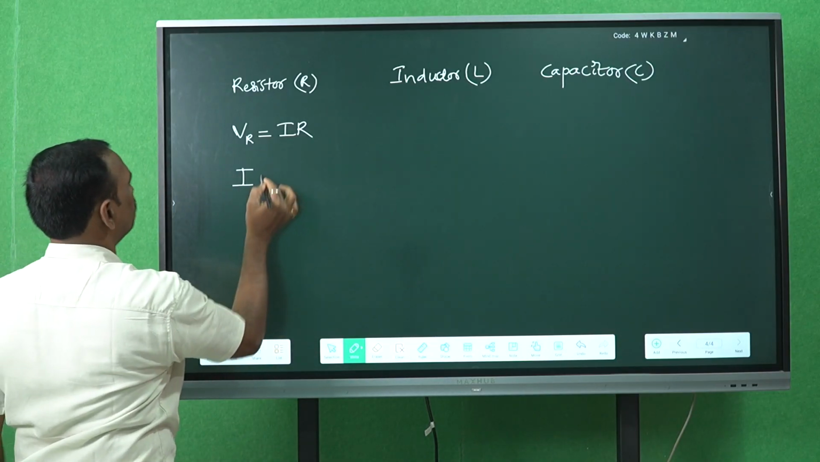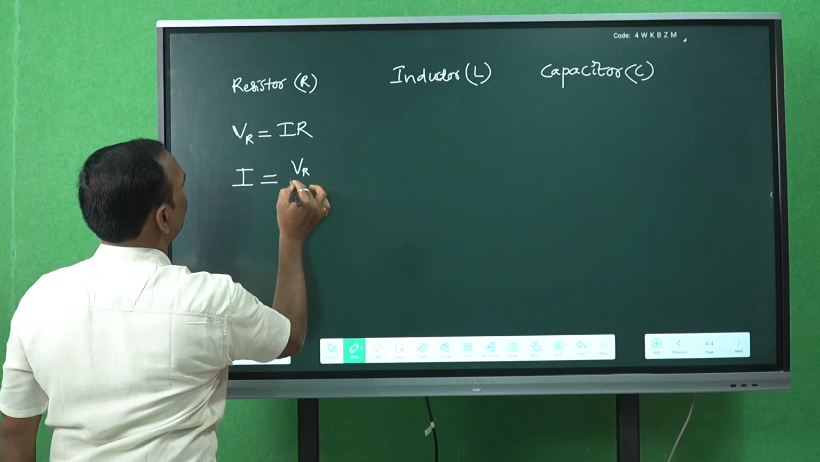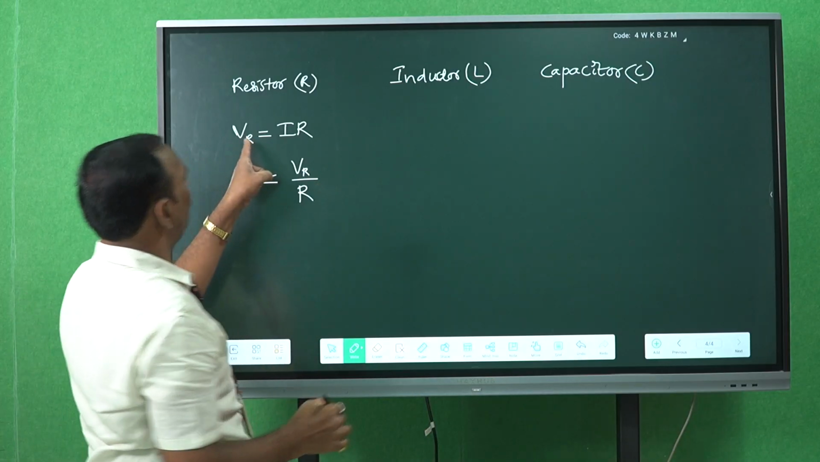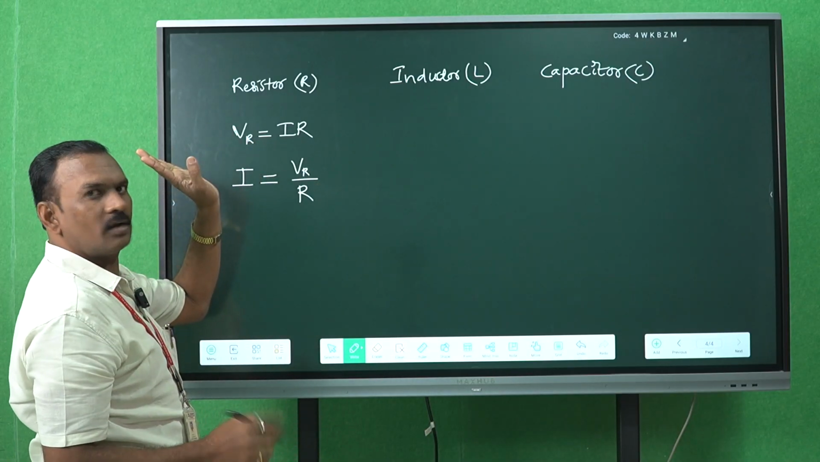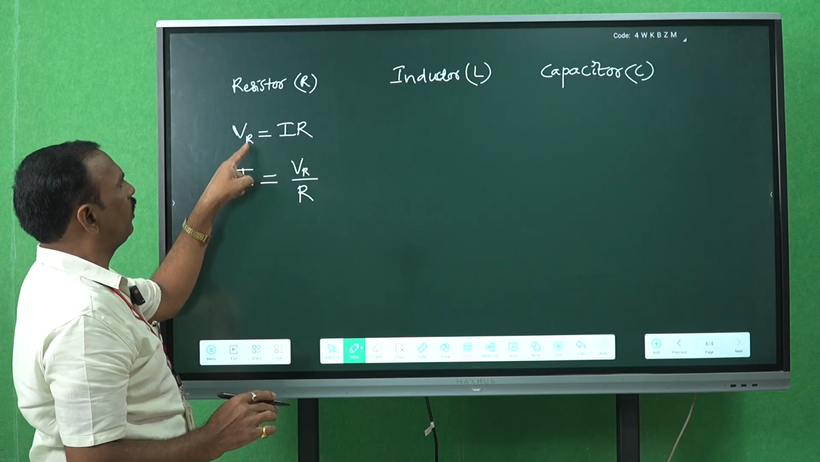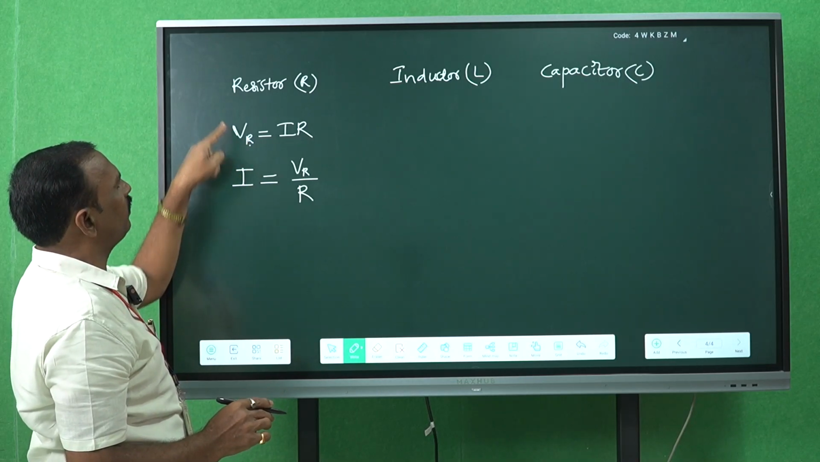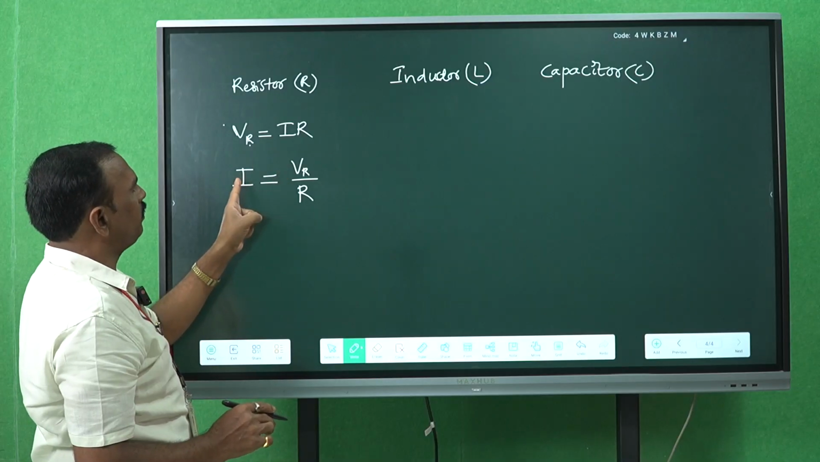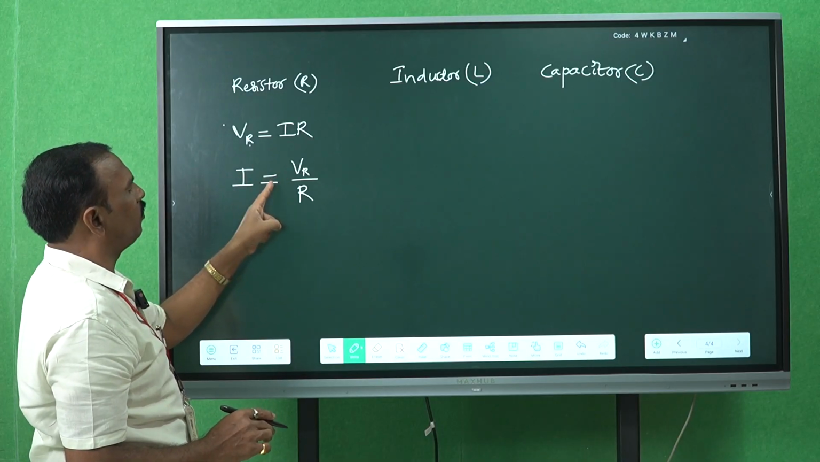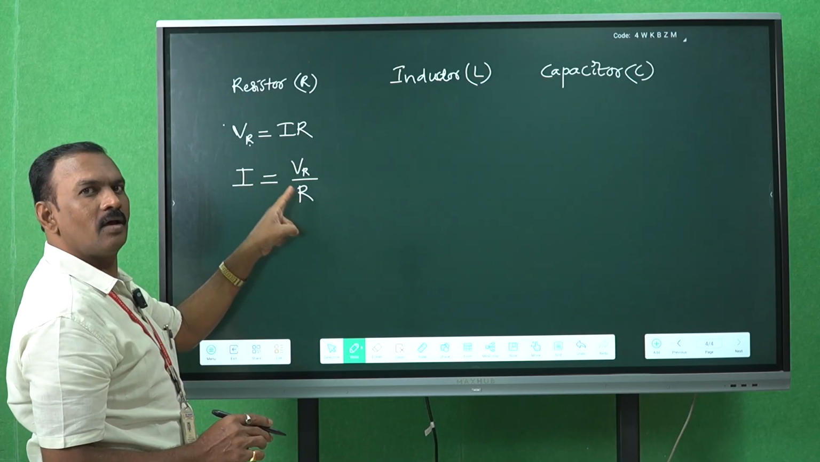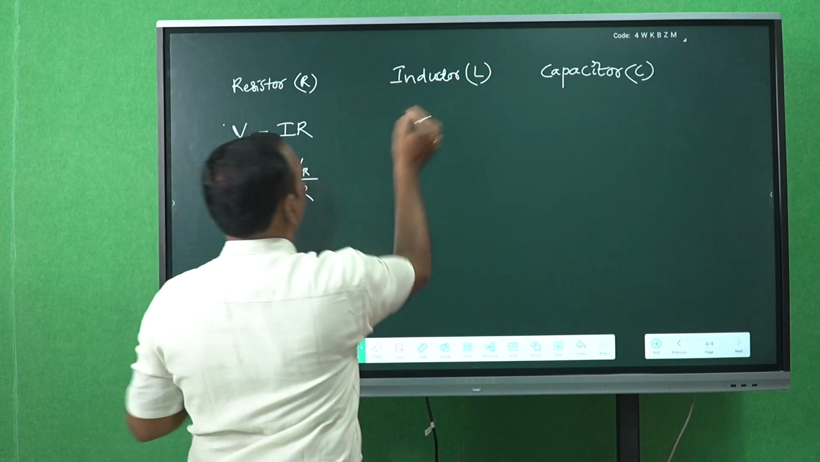The current passing through the resistor I is equal to V by R. VR means voltage across the resistor. Don't get confused: R means resistor, and this is the voltage across the resistor. Here I is the current passing through the resistor, equal to the voltage across the resistor divided by the resistance value. Now coming to the inductor.